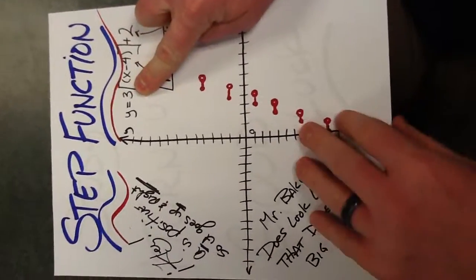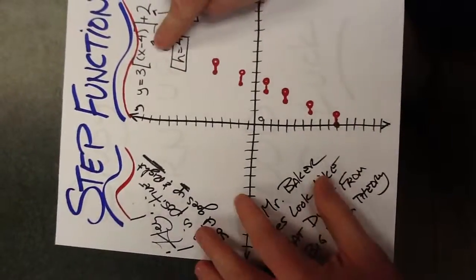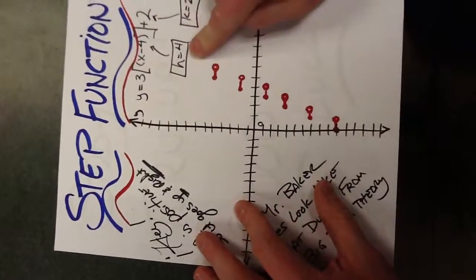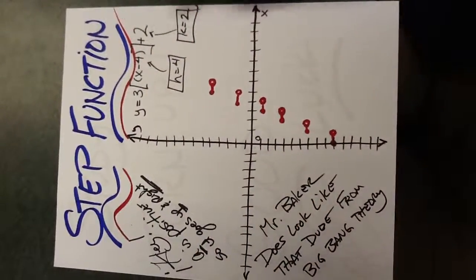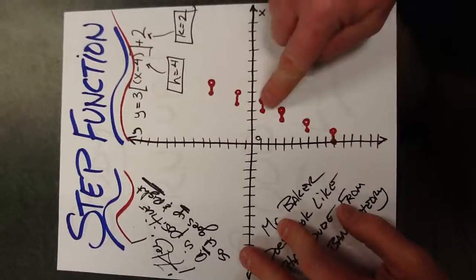y equals 3 times quantity x minus 4, plus 2. This gives me h equals 4, k equals 2. We move to our starting point, which is (4, 2).